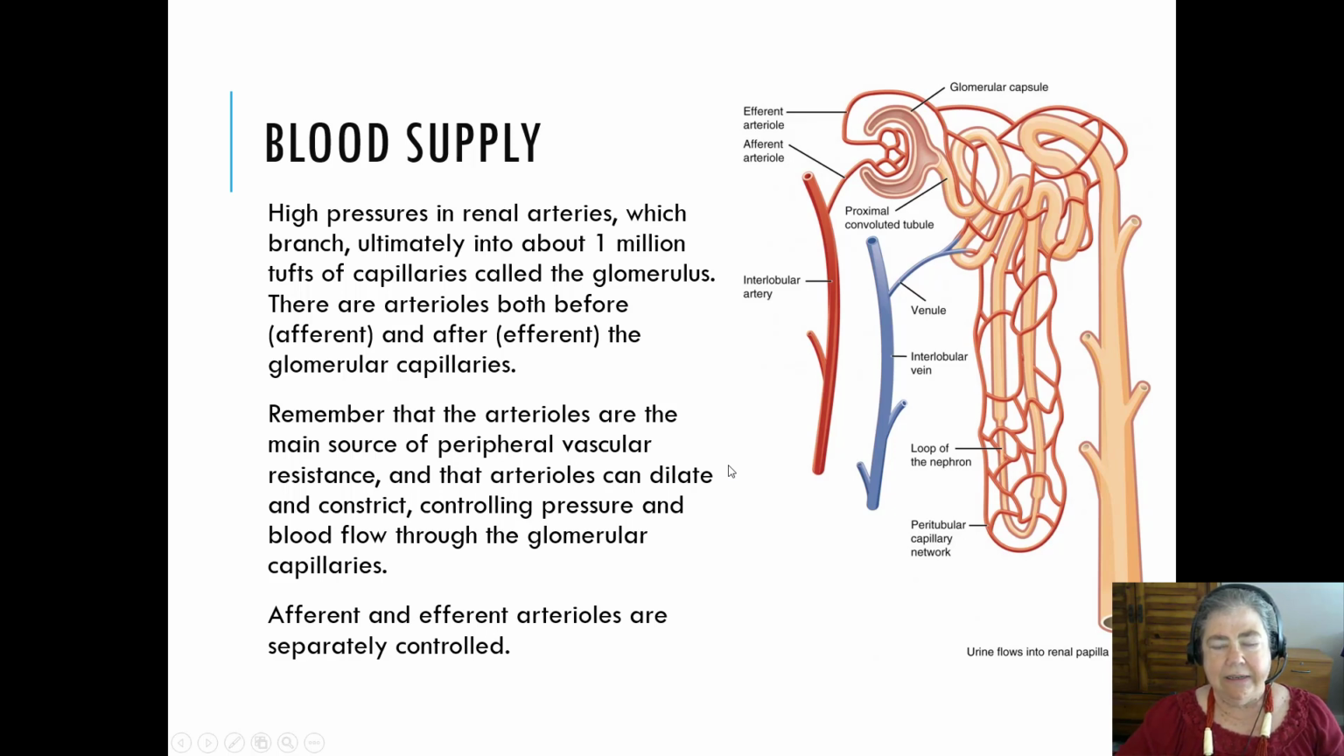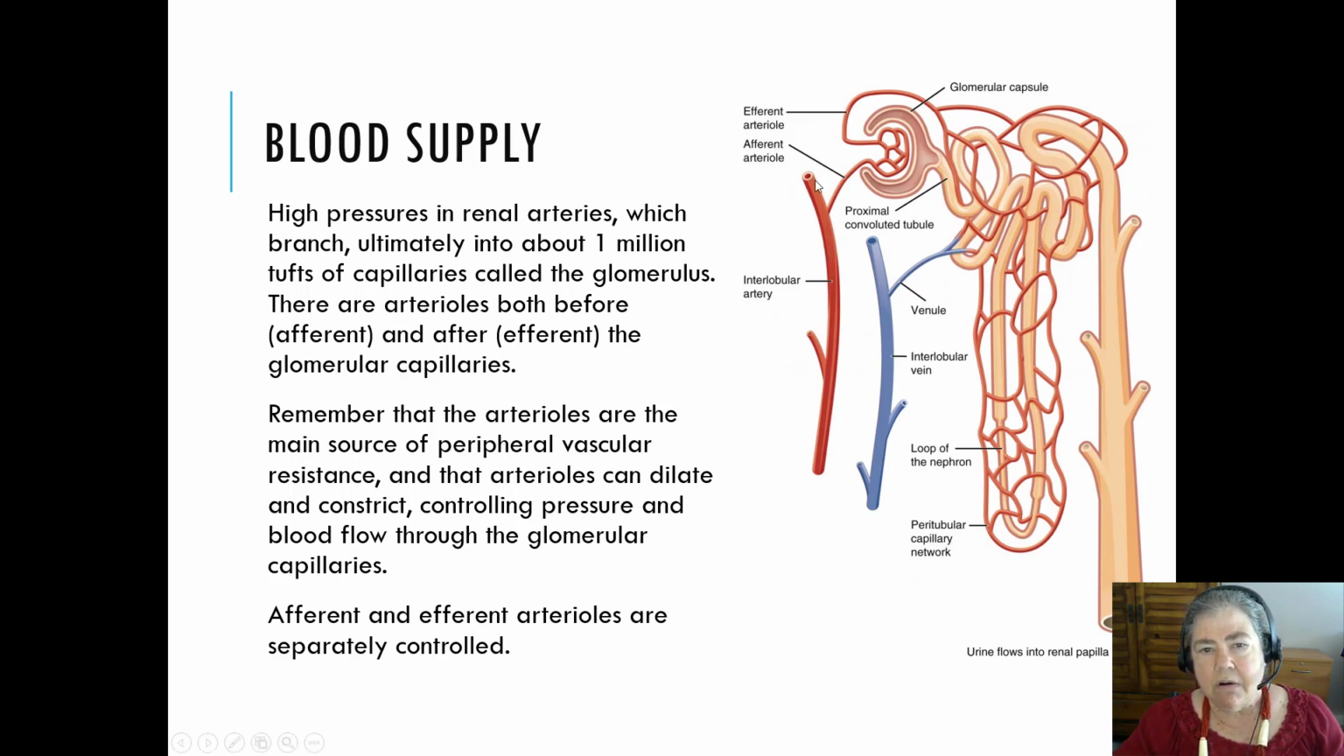Let's move on to the kidneys. I want to talk about the blood supply of the kidneys. That single renal artery, which is relatively close to the heart, has high pressures, very close to normal systolic and diastolic blood pressure, systemic blood pressure. And those arteries branch and branch and branch into about 1 million arterioles, which then become a tuft of capillaries that's called the glomerulus.